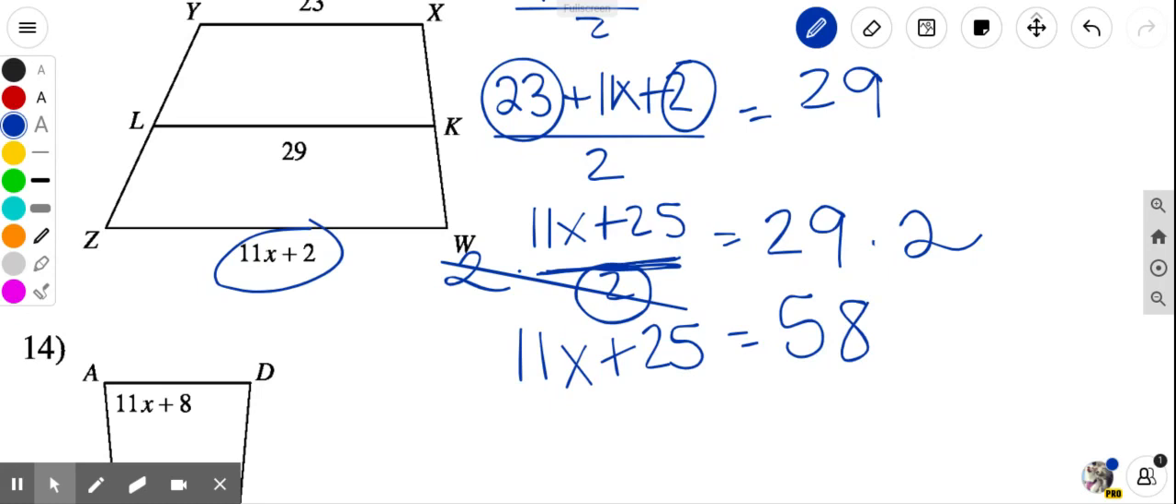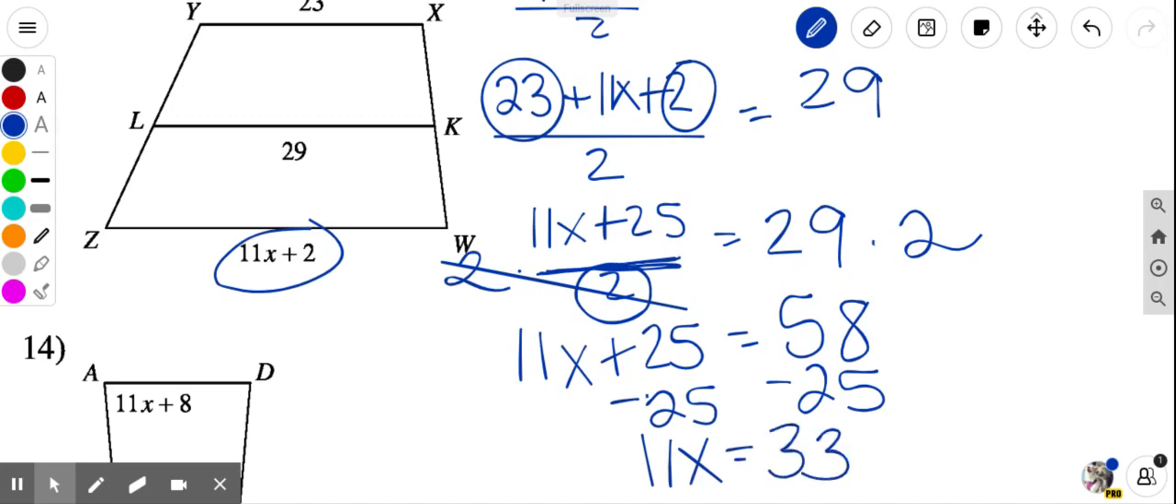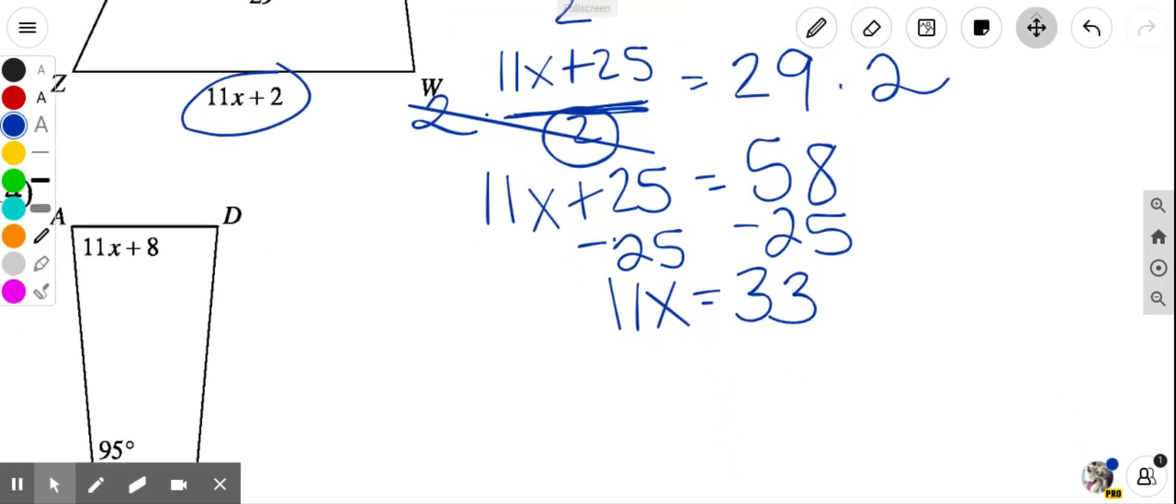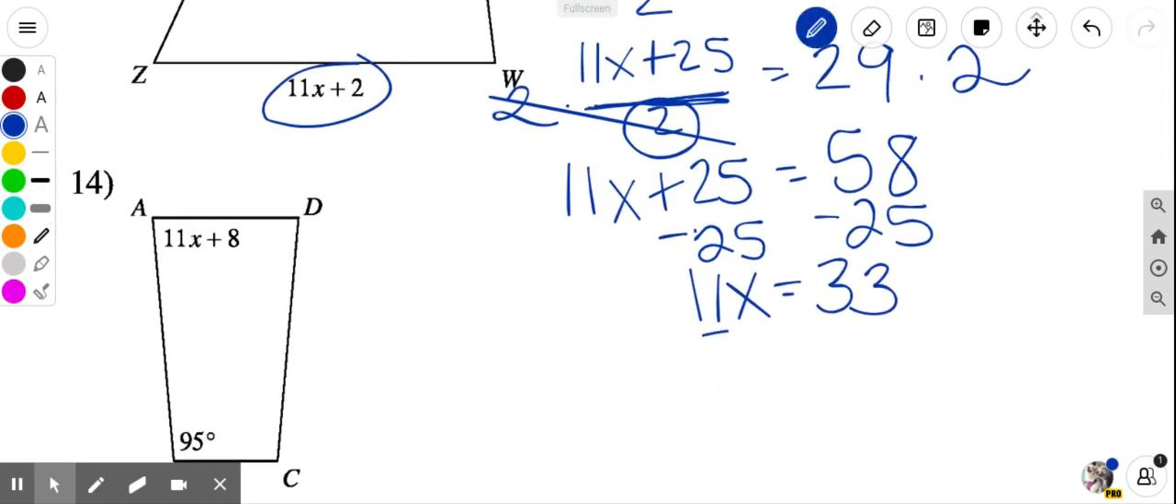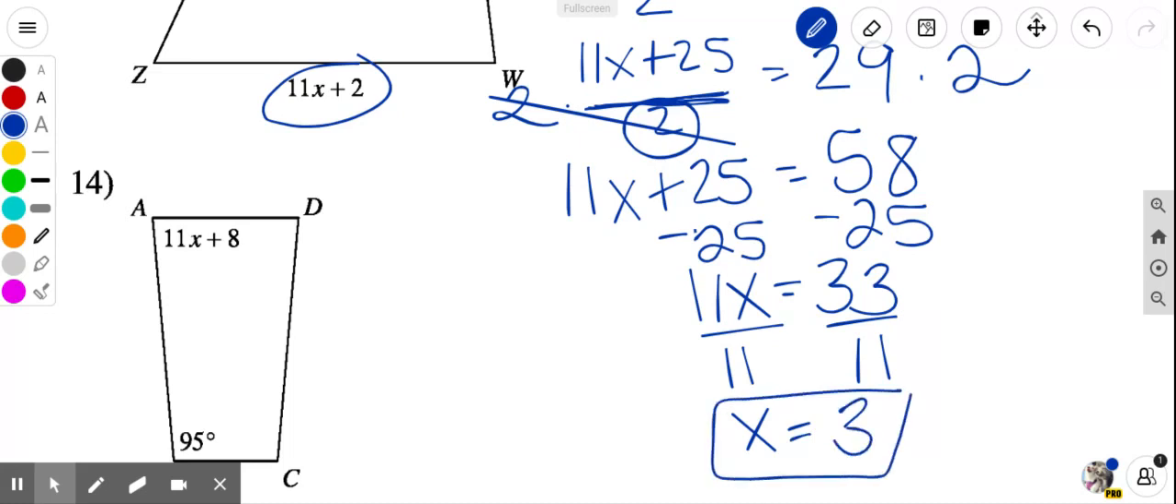Okay, so then you would just solve for x. So I'm going to subtract 25. So that's going to be 11x equals 33. And then lastly, we're going to divide by 3. Whoops, not divide by 3. I'm thinking of the answer. We're going to divide by 11 to get an answer of 3. Okay, so that's number 11.